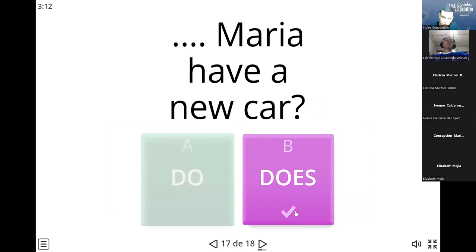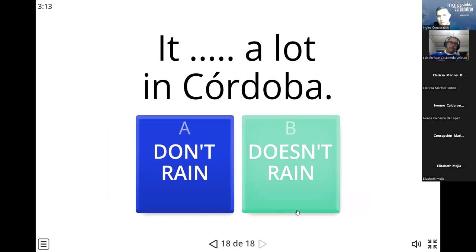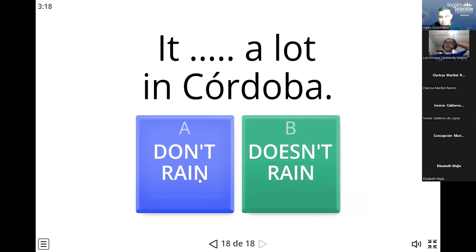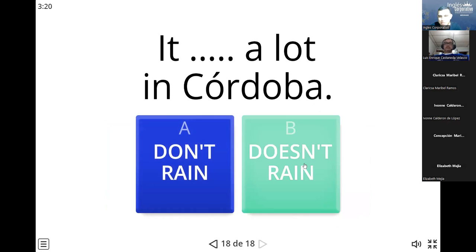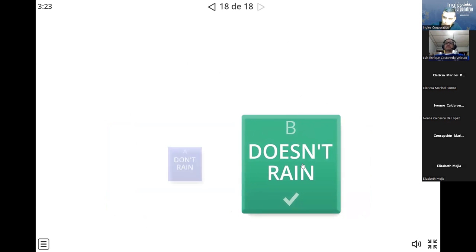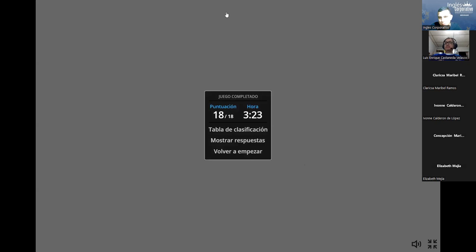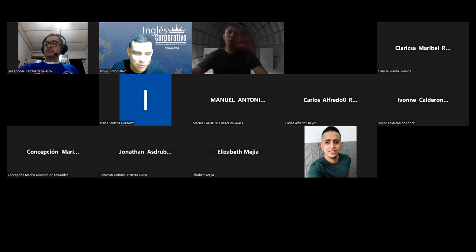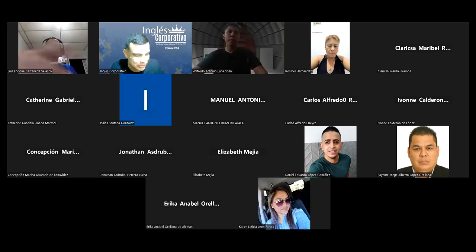Does Maria have a new car? Yes. Very good. It doesn't rain a lot in Cordoba. Excellent. Very good. Now, it's time to take the attendance.